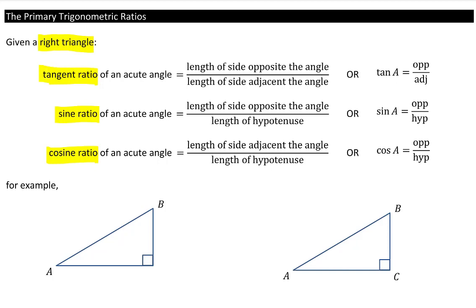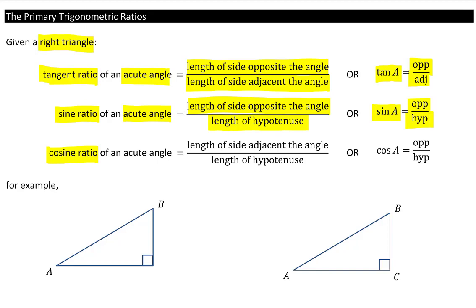So the tangent ratio of an acute angle is the length of the opposite side of that angle divided by the length of the adjacent side. Or simply, tangent of angle A is opposite over adjacent. The sine of an angle is the length of the opposite side for that angle divided by the length of the hypotenuse. Or sin A is opposite over hypotenuse.